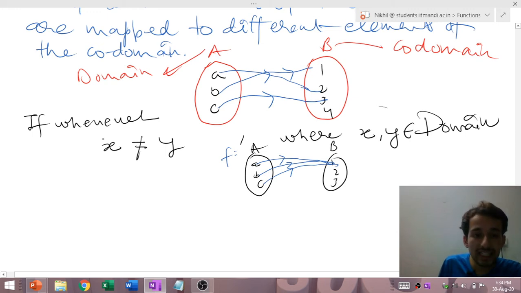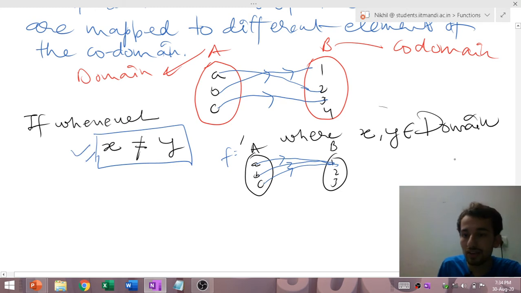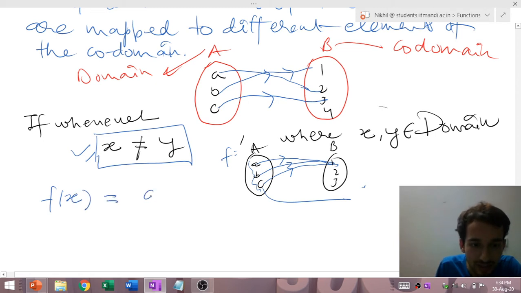So what it says, whenever your x is not the same as y, these elements in general, here in particular I have chosen x as a, b or c, their images are of course an element in this set capital B, but this small f cannot map this f(x) to two different elements. It will not happen.